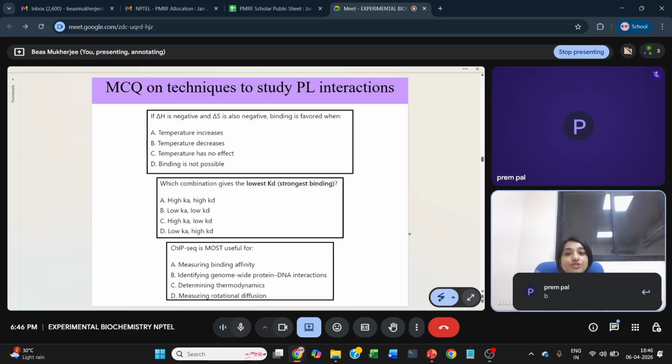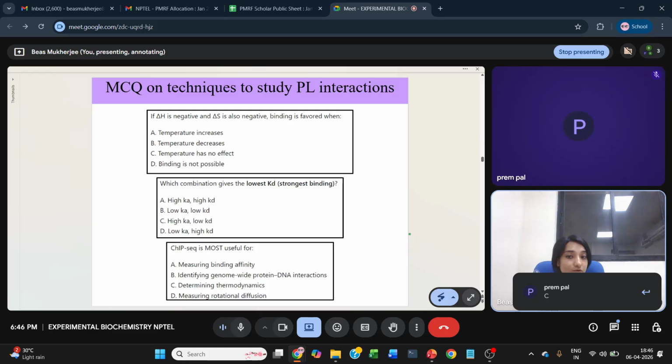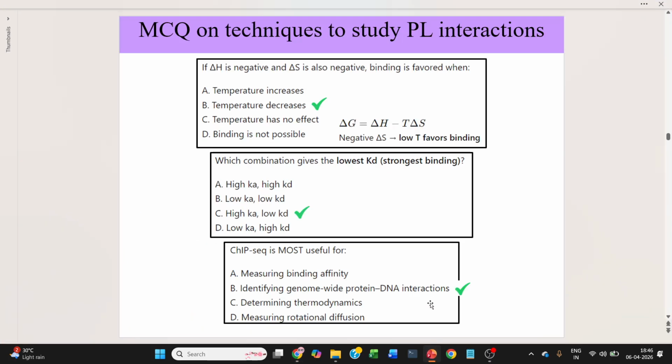So which combination gives the lowest Kd, that is the strongest binding? High Ka, high Kd. Low Ka, low Kd. High Ka, low Kd, low Ka and high Kd. C, high Ka and low Kd. Good. Yes. So now ChIP sequencing is most useful for B. Great. Let's look at the right answers.